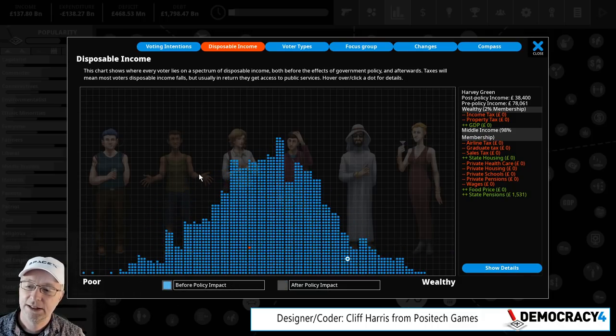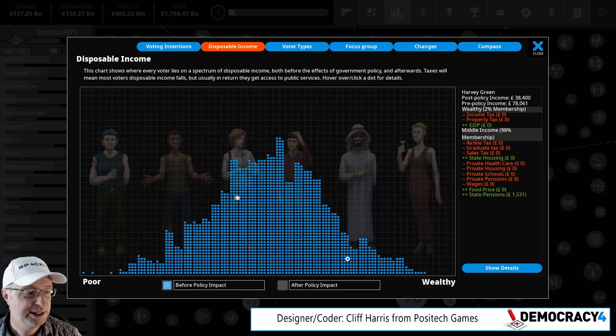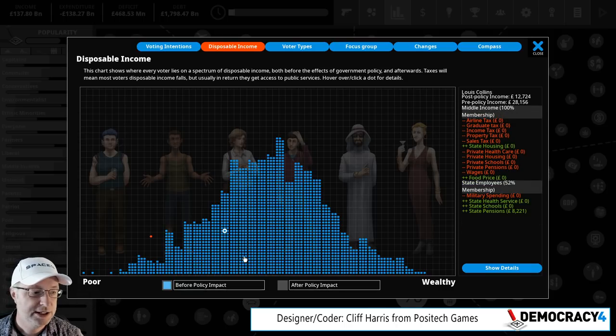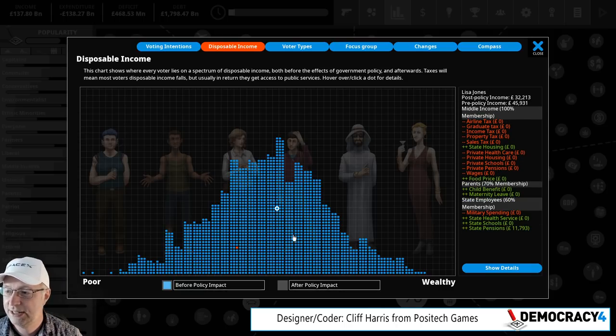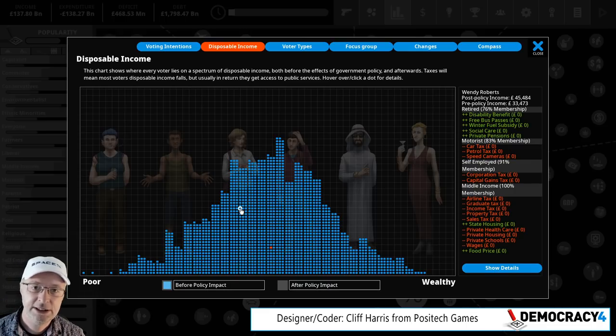Anyway, so this is a way of looking at the impact of your policies. Now, loads of the numbers in there at the moment are wrong. So don't think that the simulation must be bugged. No, the simulation's fine. It's just that a lot of the numbers in here are not right. The reason they're not right is it never used to matter.